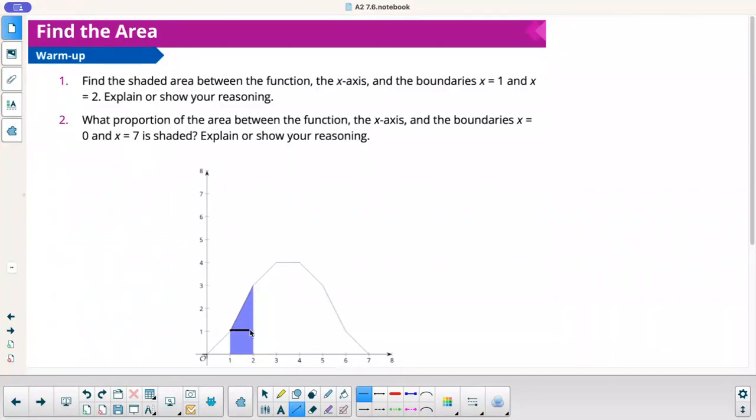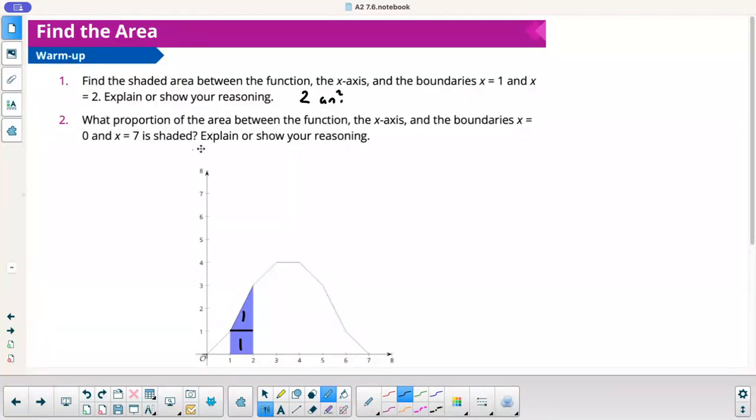So I'm going to divide this up into two geometric shapes. This is a square, so you can think length times width or just side squared. So it'd be 1 times 1, which has an area of 1. This is a triangle. A triangle is base times height divided by 2. So this would be 1 times 2 divided by 2, which is 1. So the area of that would be 2 square units.